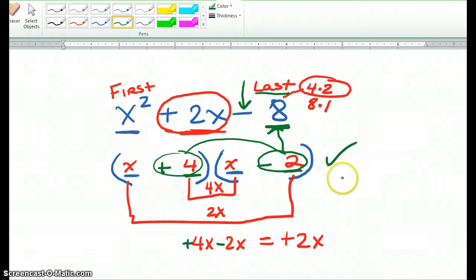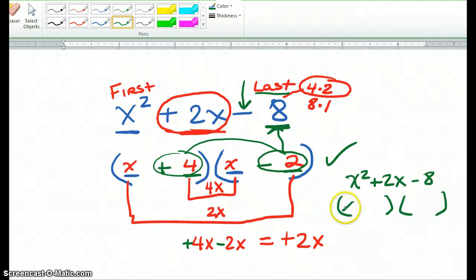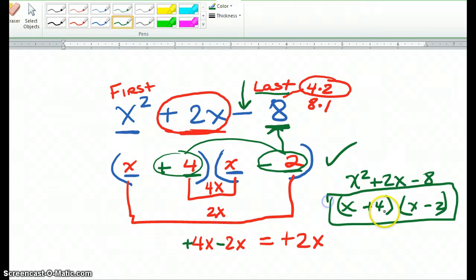So ultimately our answer was this, so I'm going to write it off to the side here. We were given x squared plus 2x minus 8, right? And we factored that into x plus 4 and x minus 2. So this is our answer, so to say. Now, if you're going to solve a quadratic, then we need to go one step further than this. And we'll talk about that if you need to.